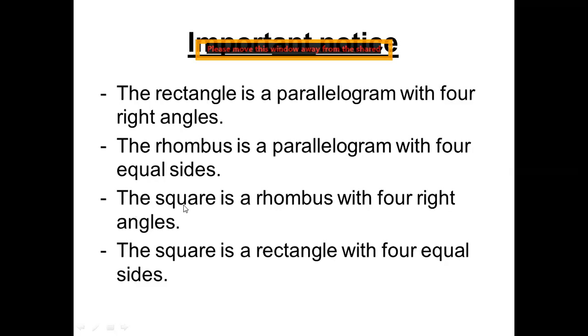Square. The square is a rhombus. Both of them have the same properties, but the difference is that in the square we have four right angles. In the rhombus there are no right angles. In the square we have four right angles. The square is a rectangle but with four equal sides. Also here, there are common properties between the square and the rectangle, but the only difference is that in the square we have four equal sides.